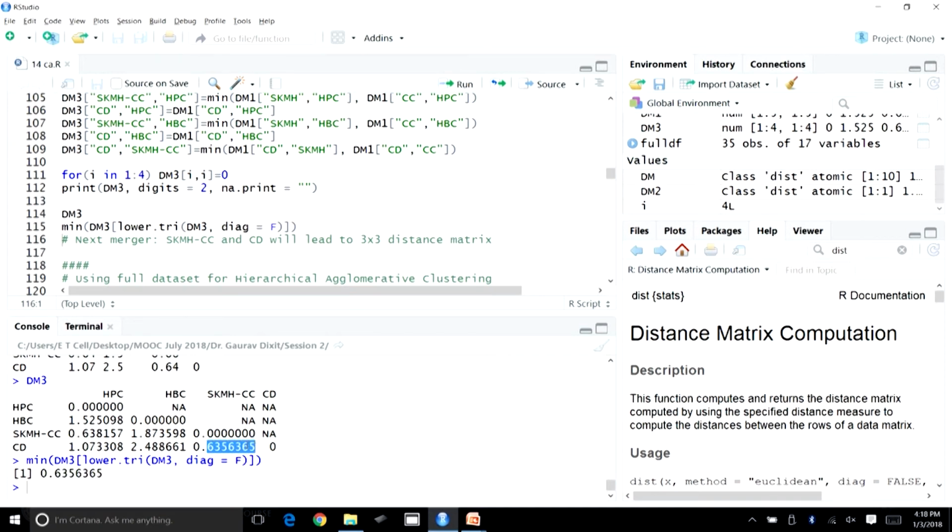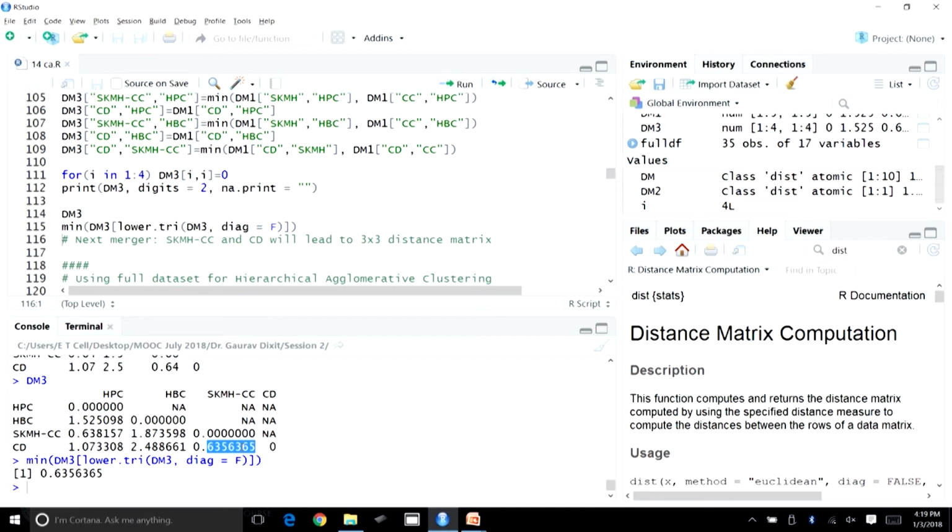This is the value. So it is actually the distance between CD, that is the cluster with single observation CD, and our cluster with 2 observations SKMSCC, which is the closest, right. So this CD cluster with single observation CD is going to be merged with the cluster with 2 observations SKMH-CC. So this is going to be the next merger, and it will lead us to a 3×3 distance matrix.